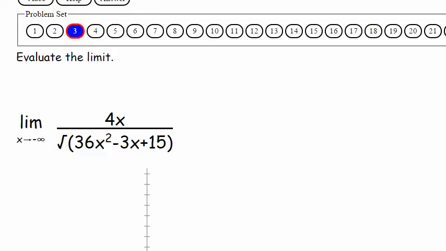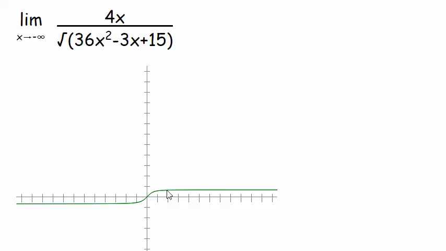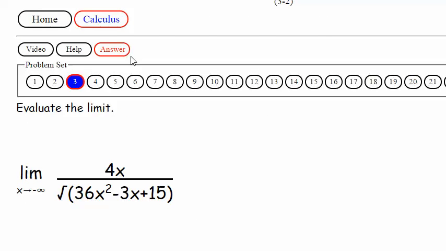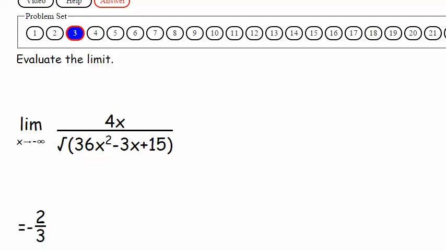So if we looked at our graph, you see here we got some symmetry, and this would be 2 thirds as x approaches infinity, but we just multiply it by a negative, and we're down here at negative 2 thirds, right? And let's hit the answer, make sure everything's good on that, and it is.